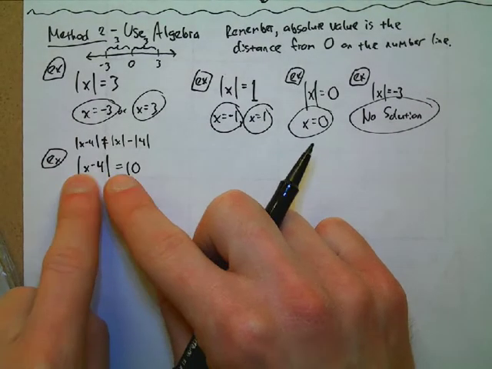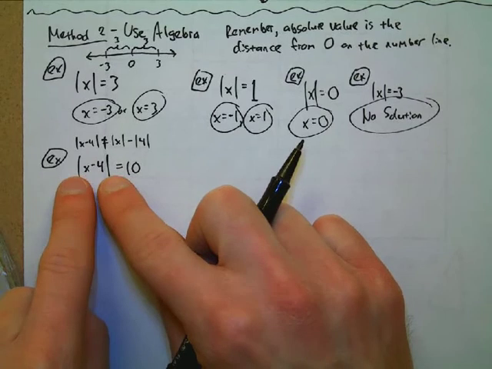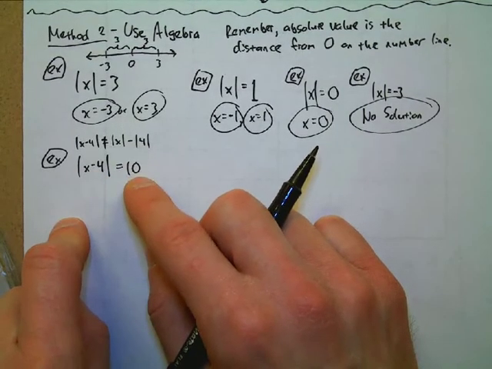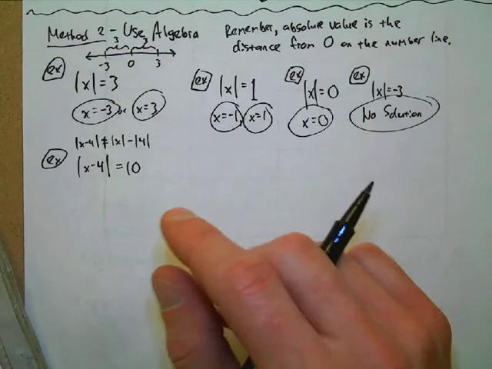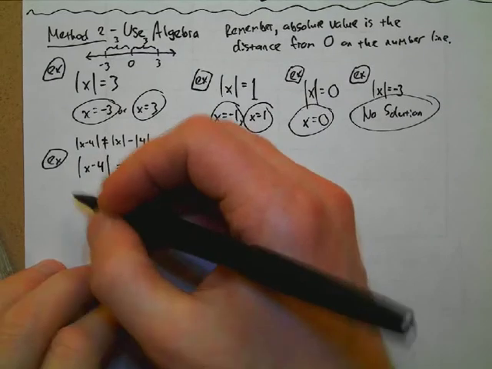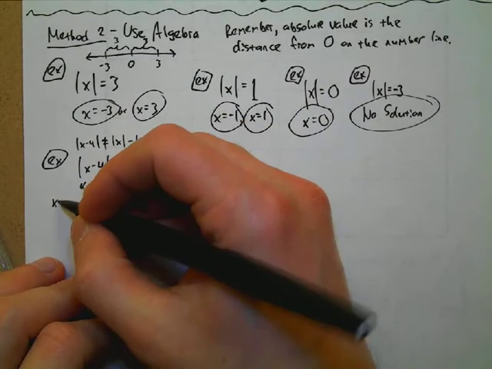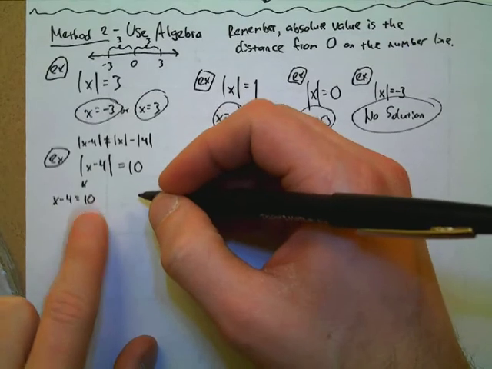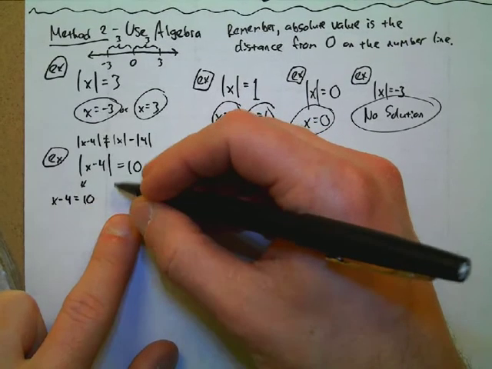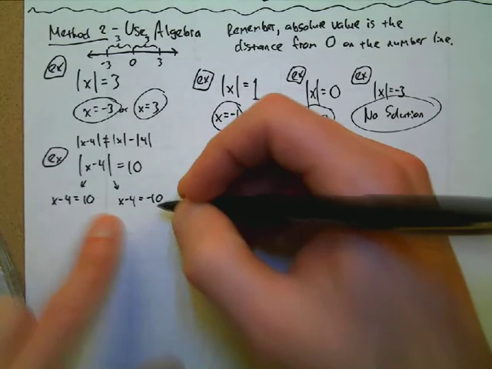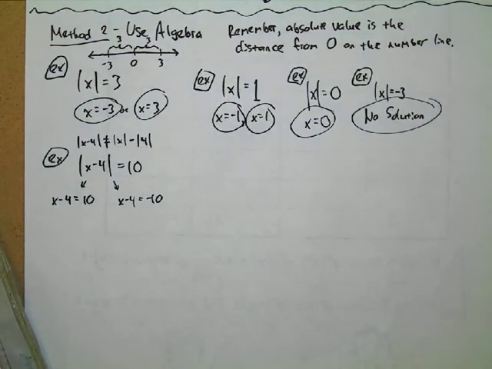The distance of this thing, we want to be 10 units from 0. What two numbers are 10 units from 0? Negative 10 and 10. So we're going to make 2 separate equations. One where x minus 4 is 10 units away from 0 in the positive direction, so it's equal to 10. And another where x minus 4 is equal to negative 10, 10 units away from 0 in the other direction. So we break this up into 2 equations.